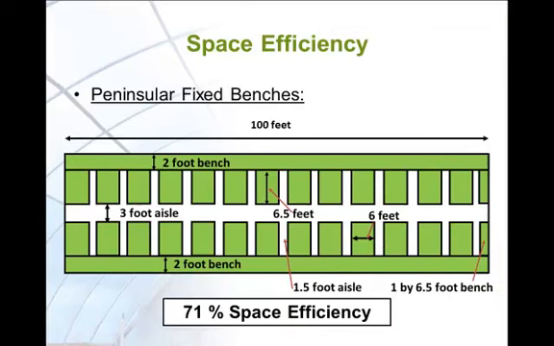A peninsular fixed bench system has two 2 by 100-foot benches sitting against the long walls, and 26 6.5 by 6-foot benches sitting against the 2 by 100-foot benches, while evenly spaced 1.5 feet away from each other. 2 1 by 6.5 foot benches sitting against one of the end walls, and a 3-foot aisle in the center utilizes 71% of the greenhouse space for growing.